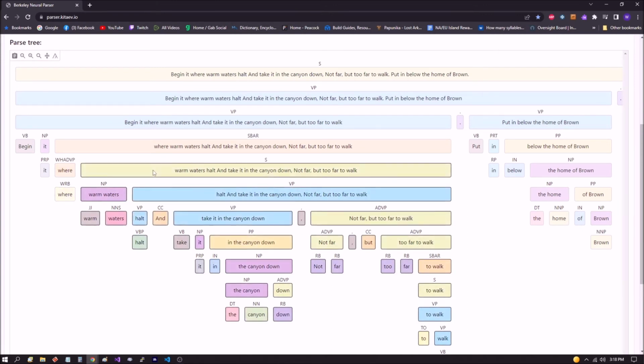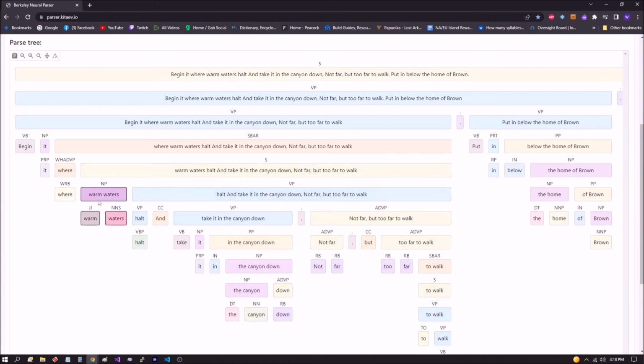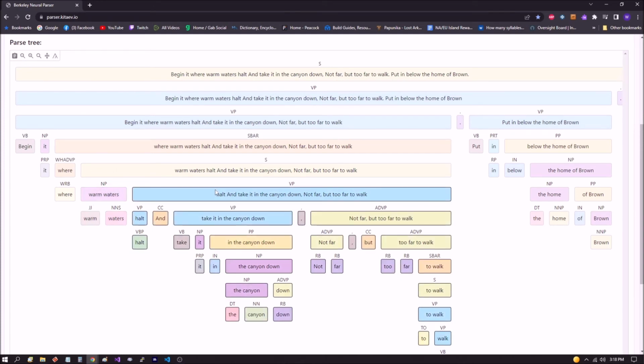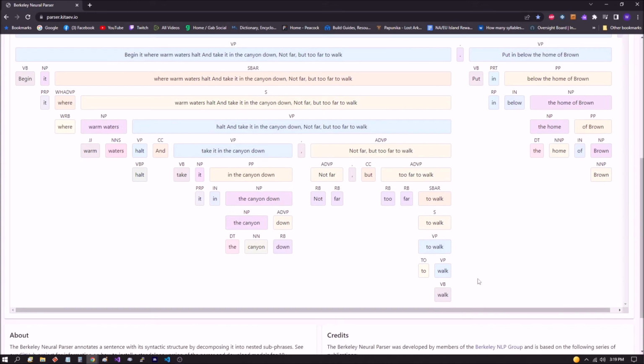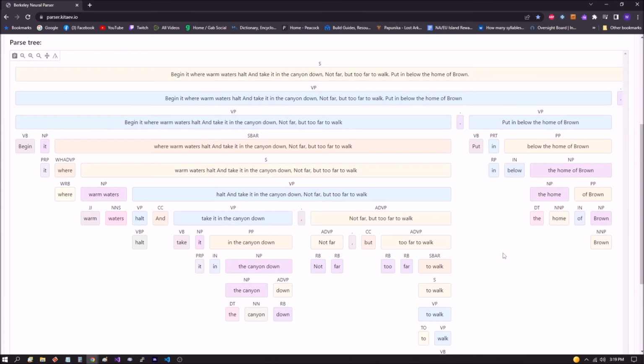But it's kind of cool, and you can see it here clearly. I mean, "warm water" is the noun phrase that's the subject for both "halt" and "take." And again, if you could find it, I think it's gone. It was on Stanford University, but you could run it through the same thing, and it'll give you an idea, at least a starting point, before you start breaking sentences down yourself to see how everything's functioning. And here you can see it's telling you that this is functioning as an adverb phrase.